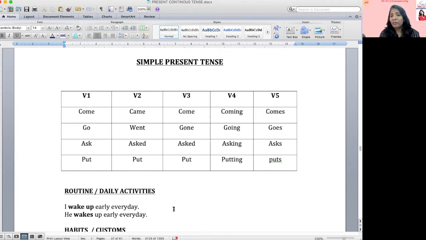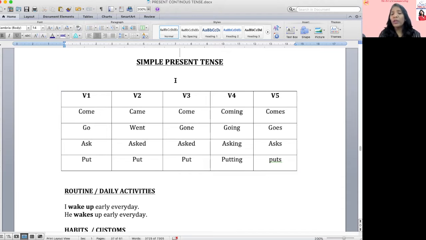You know there are five forms. V1, the verb in the first form. V is nothing but verb. Verb in the first form. V2 is verb in past tense, the second form. V3 is past participle, and V4 is verb in ing form, and V5 is verb in plurals. So V5 is nothing but V1 plus you need to add s or es or ies.